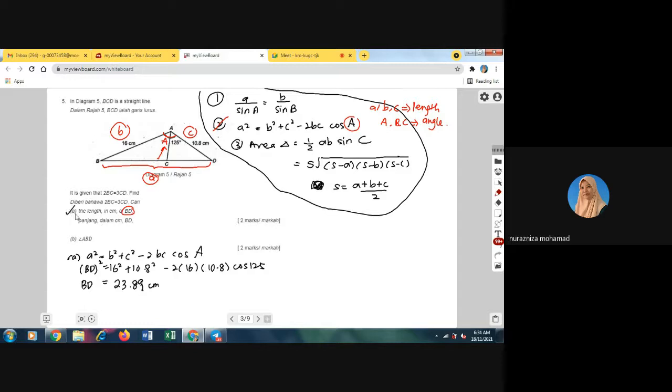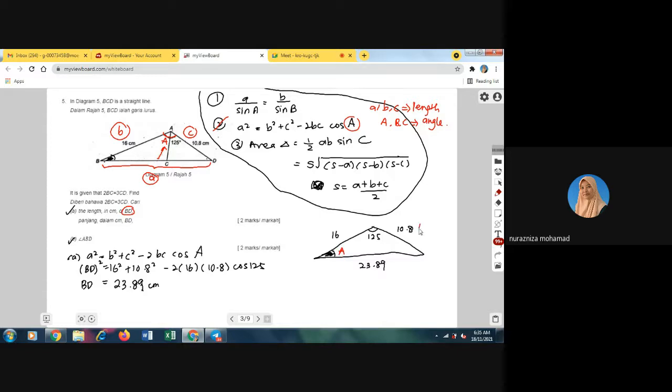Alright, so question B, the angle of ABD. ABD. So the angle is here. So now, we still use the triangle ABD because we have a lot of information from that triangle. Okay, I redraw the triangle. Okay, this is 10.8. This is 23.89. Here is 16. This one is 125. You want to determine this angle. Okay, the angle that I want to find out, I label as A.